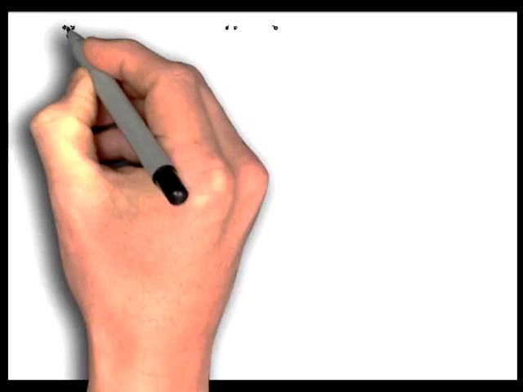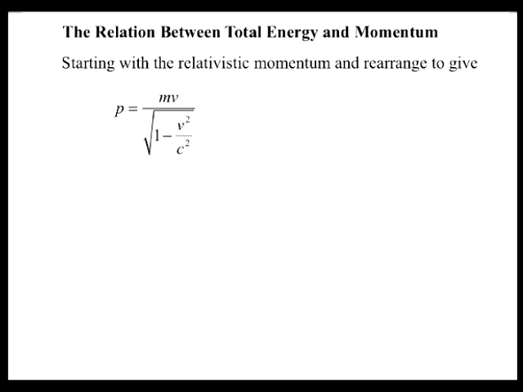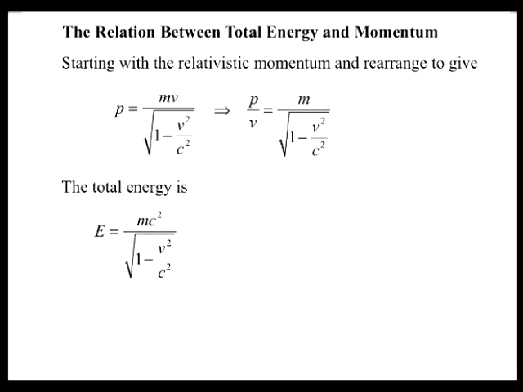It is useful to have an equation that relates the total relativistic energy to the relativistic momentum. Starting with the relativistic momentum, we rearrange to give p divided by v equals m divided by the square root of 1 minus v squared divided by c squared. The total energy is E equals mc squared divided by the square root of 1 minus v squared divided by c squared. Substituting for m divided by the square root of 1 minus v squared divided by c squared in this equation gives E equals pc squared divided by v, or v divided by c equals pc divided by E.